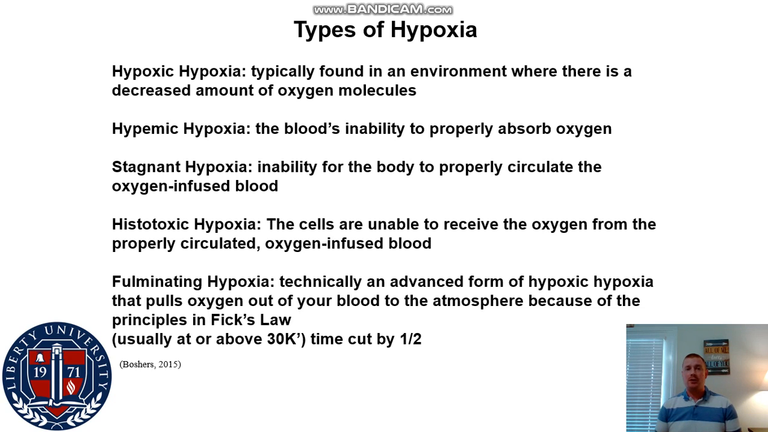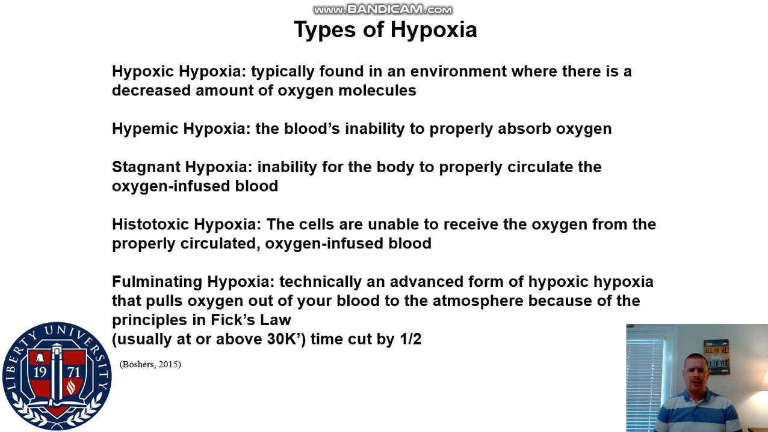So the oxygen in the environment is sufficient, but for some reason, one way or another, your blood isn't absorbing it to diffuse it to your body. Stagnant hypoxia is the inability of the body to properly circulate the blood that has the oxygen in it, because there's oxygen in the atmosphere. Histotoxic hypoxia is the cell's inability to use or receive the oxygen from the properly circulated oxygen-infused blood.